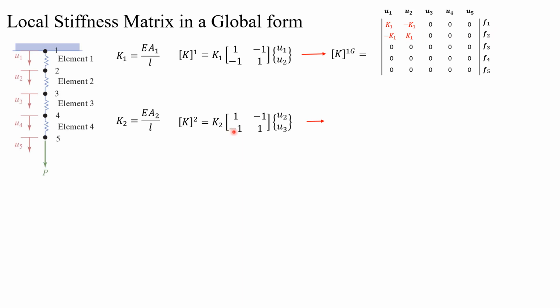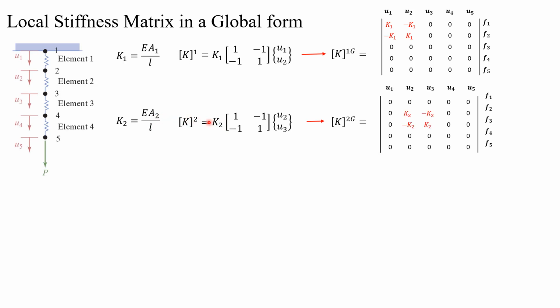The second element will get the same form, it's just that the constant value K2 would be different because A2 is different. It relates forces in 2 and 3, so that's why I'm placing it here. The second local stiffness matrix will be placed in the global stiffness matrix, and these notations are going to aid you in the correct placement of the local stiffness matrix in a global form.